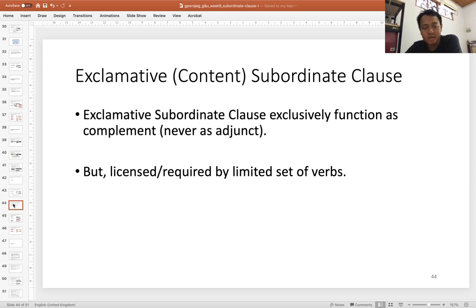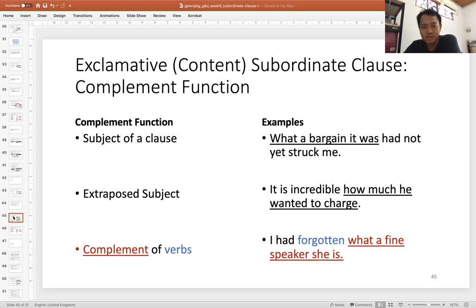And the exclamative can function only as complement; it never functions as adjunct. So we saw before that the interrogative types can function as adjunct, while the exclamative one always functions as complement, and it is the complement of a limited set of verbs. There are only a small number of verbs that it can complement.